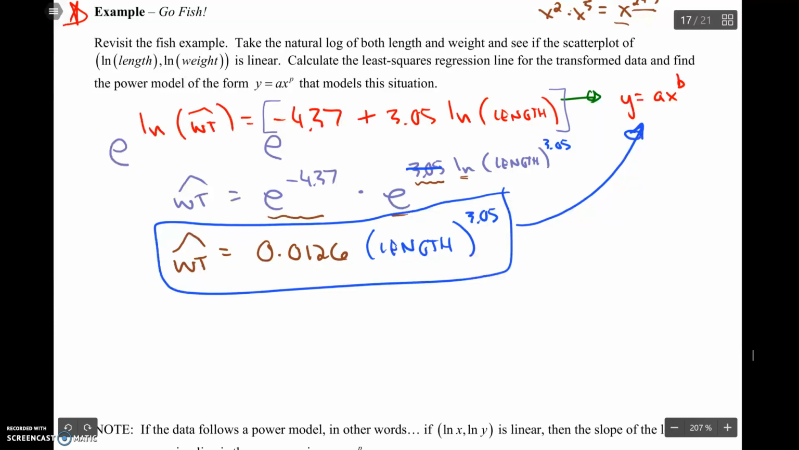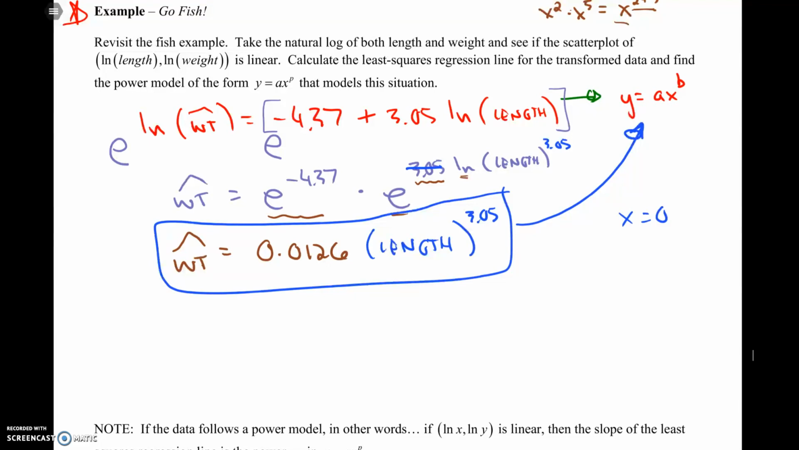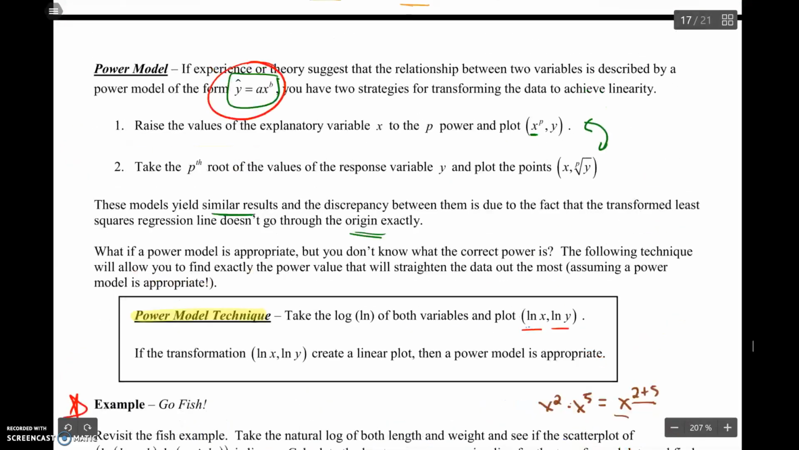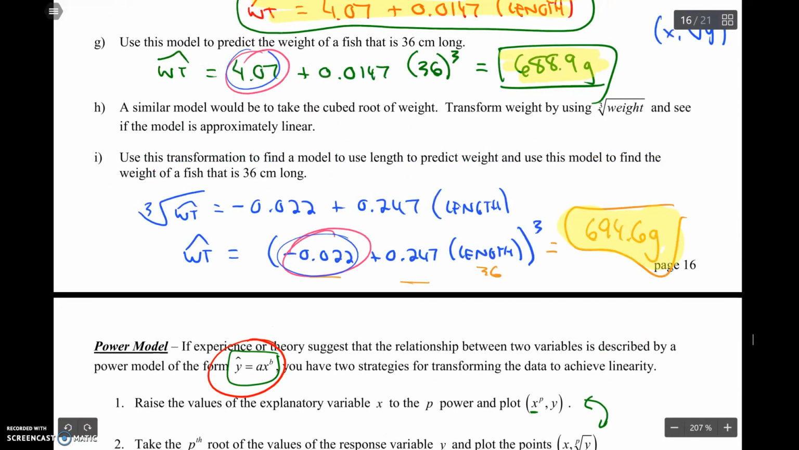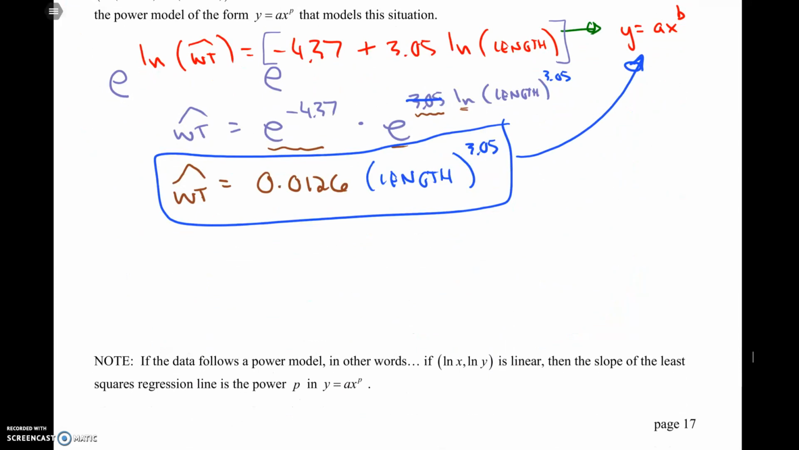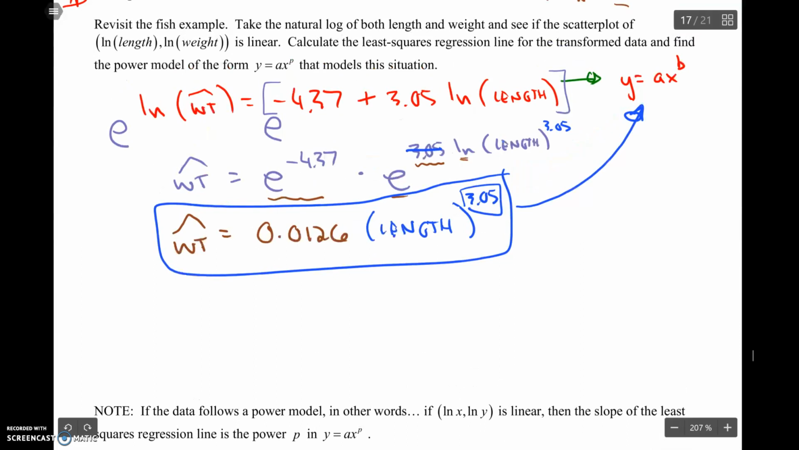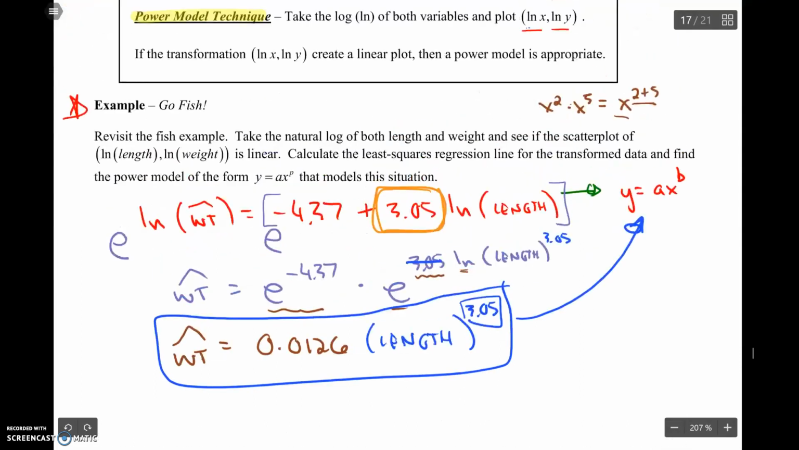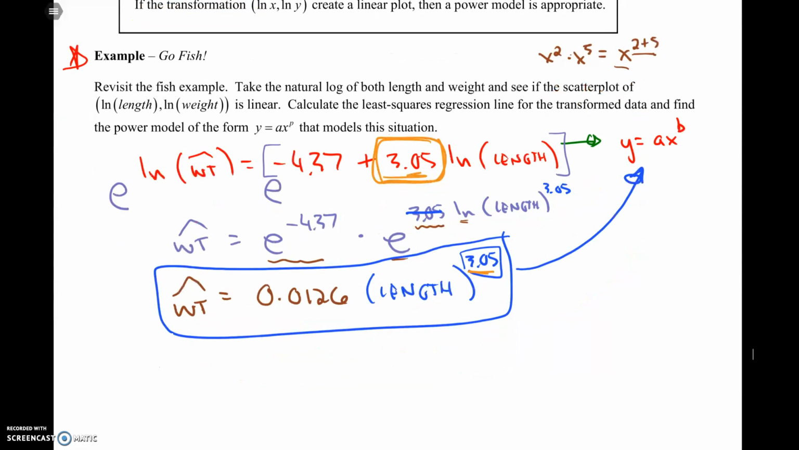And this is a power model. This is a power model where you don't have a y-intercept, where whenever you plug in x equals 0, you get 0. So it's going to be slightly different than these other two models because these did not go through the origin. This one will always go through the origin. And if you notice, the exponent, the power, is basically the slope of the regression model of your transformed data. So this slope becomes your exponent. So this model predicted the best exponent is 3.05.